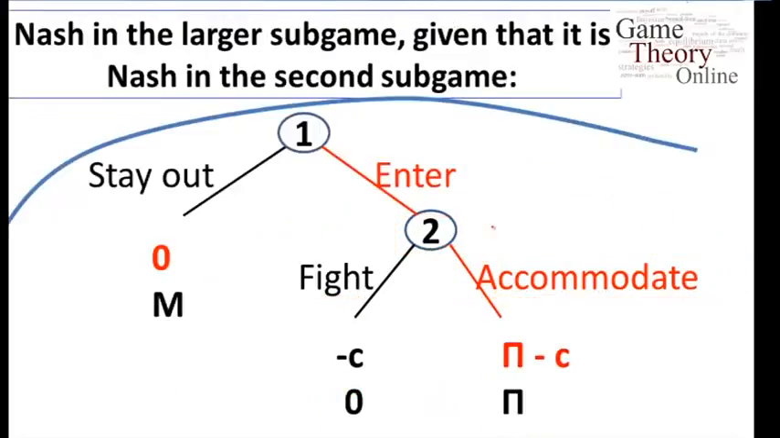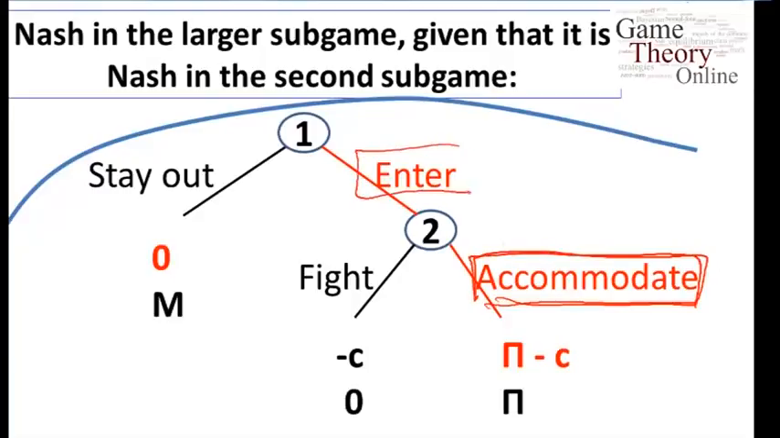Then marching along back up the tree, in the larger subgame, given that we have a specification of strategies that are Nash in this subgame, then we're looking at something which is accommodate. So something which is a Nash equilibrium of the overall game, given that we have to have accommodate in this subgame, the only possible equilibrium then is for firm 1 to enter. So we're getting exactly what we got out of the backward induction solution, but here from a definition which just says we require things to be Nash in every proper subgame.